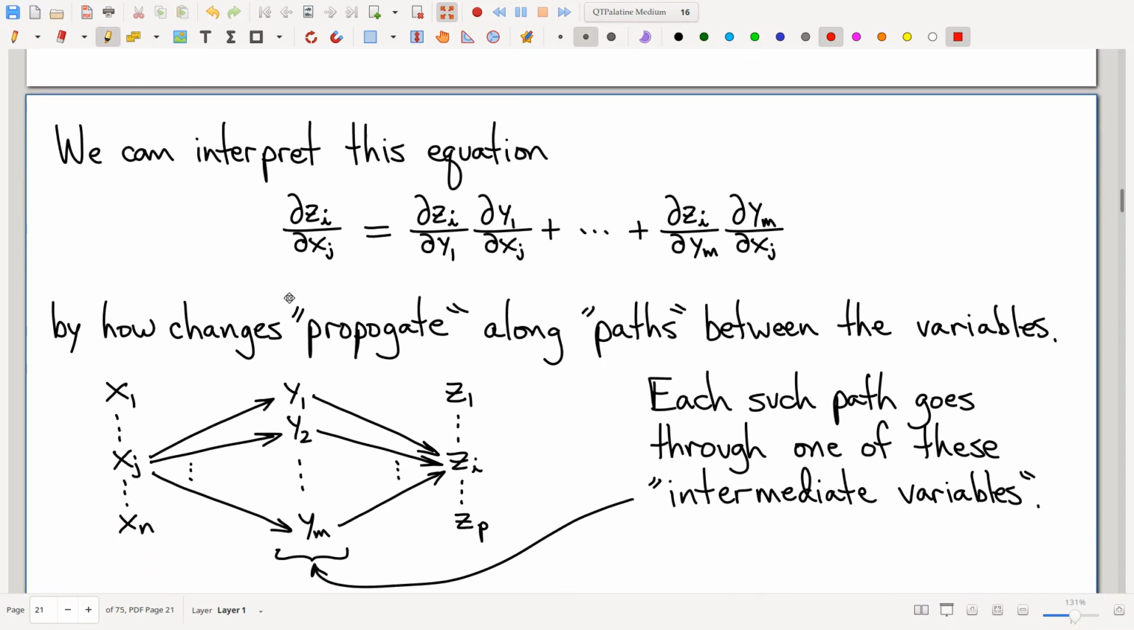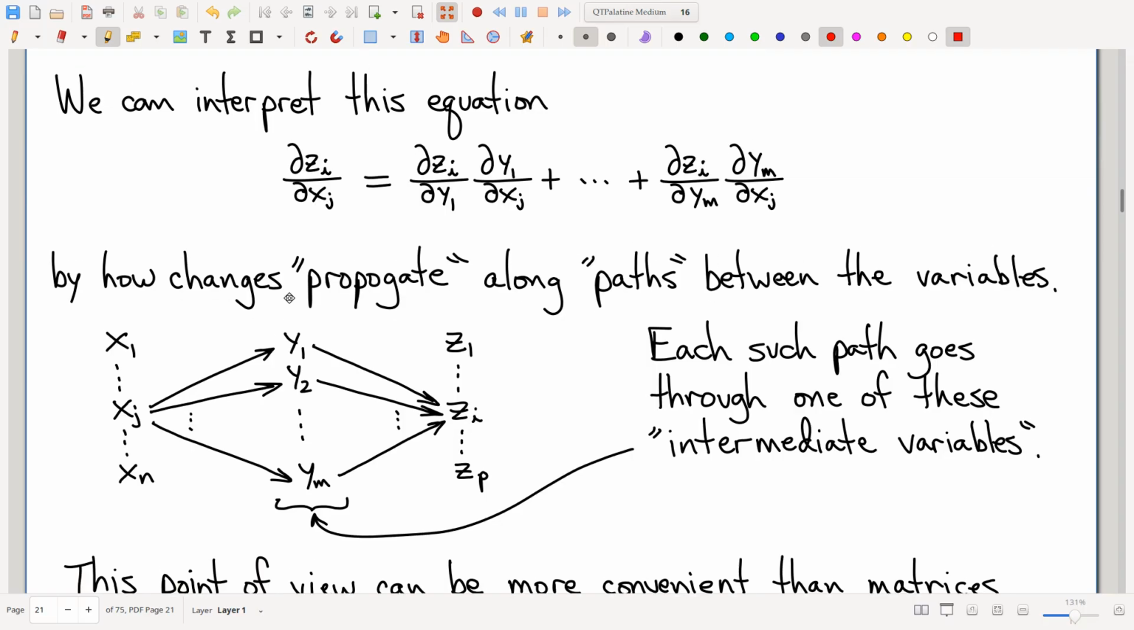Okay, so how do you think about this? This is my favorite way to think about it. Let's suppose we are interested in the partial of zi with respect to xj. It's a partial derivative, which means, of course, that all these other x variables are going to be constants. We're going to treat those as constants.